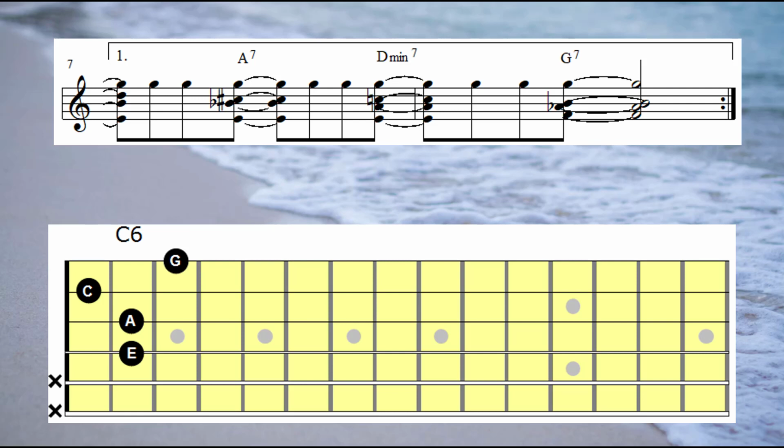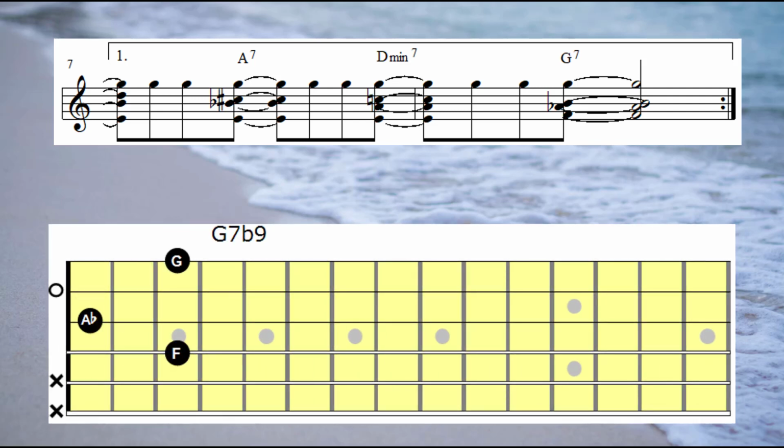And now for the second chord in bar 8, it would have been G or G7th. And what I'm doing here is playing a G7 flat 9. Let's have a listen to bars 7 and 8.